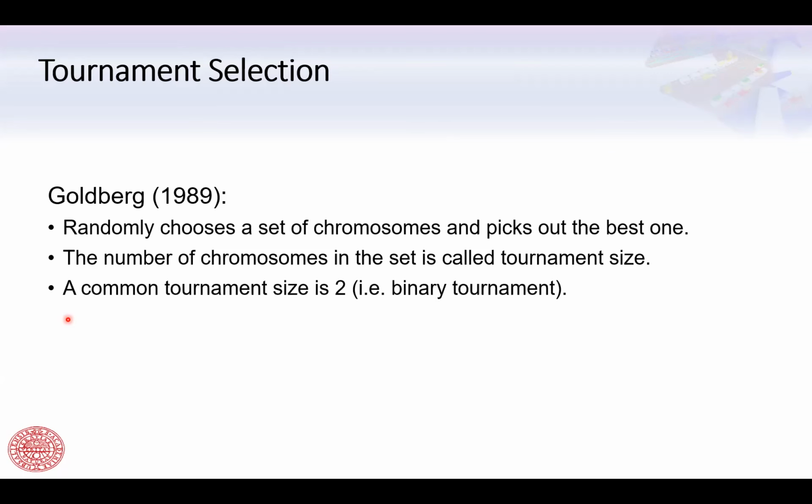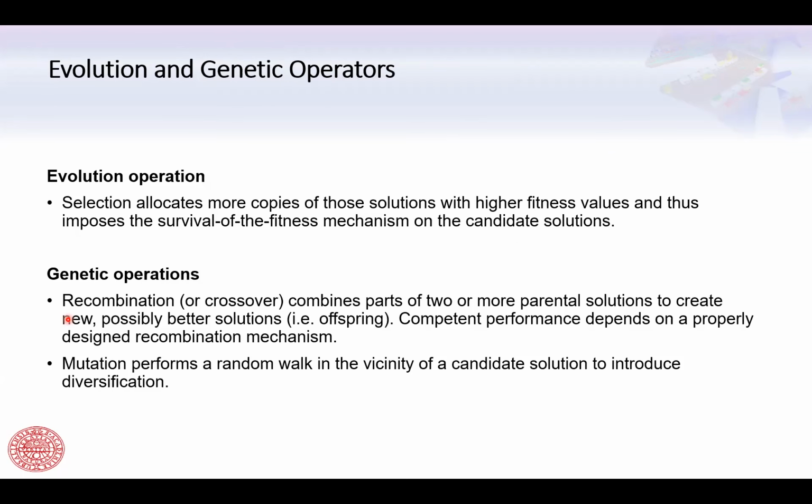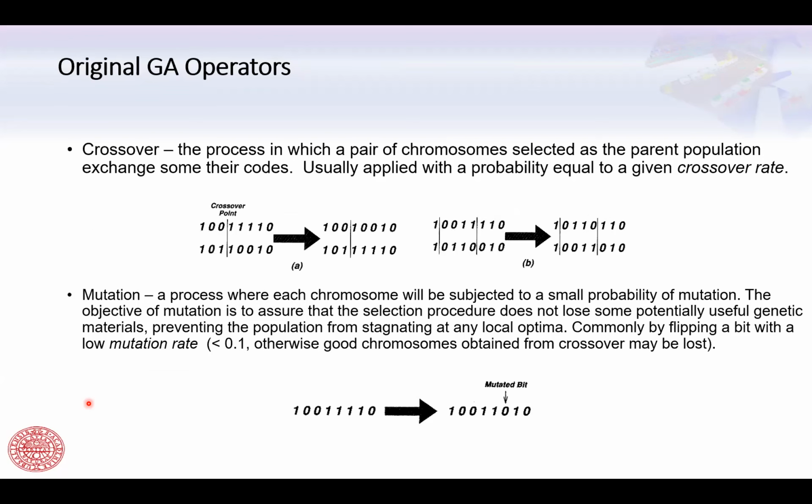So what happens after you have made the selections? You go for the evolution and genetic operators. We talk about crossover, which is some sort of combination, and mutation, which performs a random walk to introduce diversity in order to do exploration. I think the best way is to look at how crossover and mutation work for a binary string. Originally, you have the binary string. Later, we will show you how it works with real numbers.